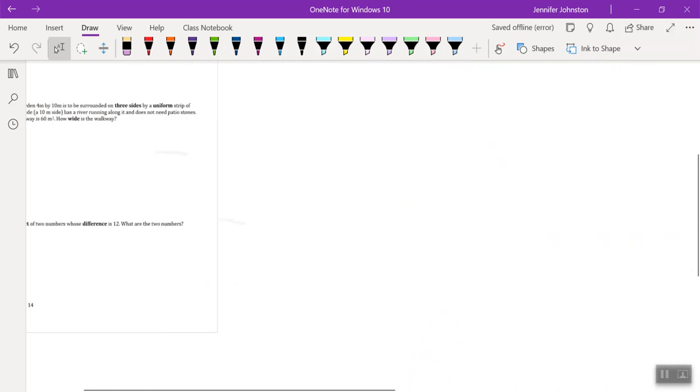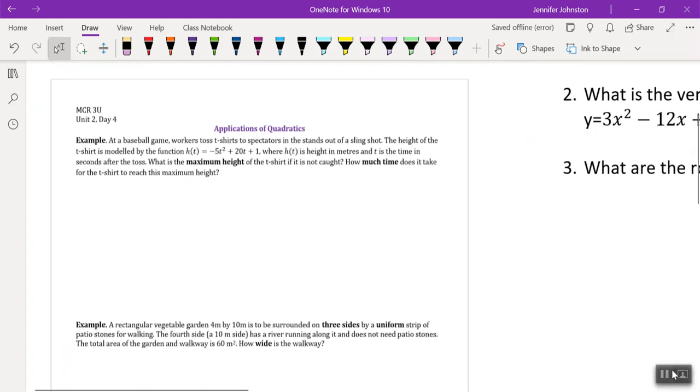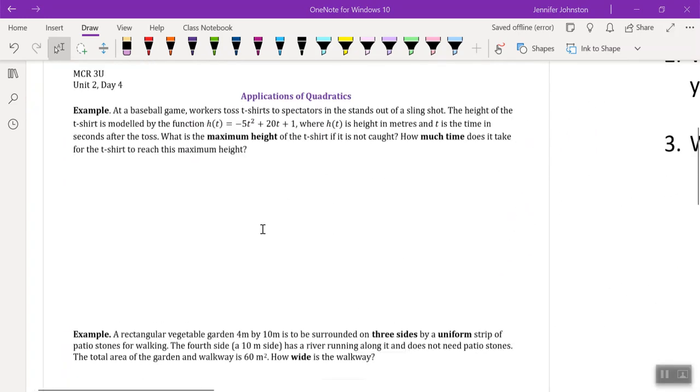Okay, we're going to go check out the lesson for today. Right, so we have a baseball game. Workers toss t-shirts to spectators in the stands out of a slingshot.